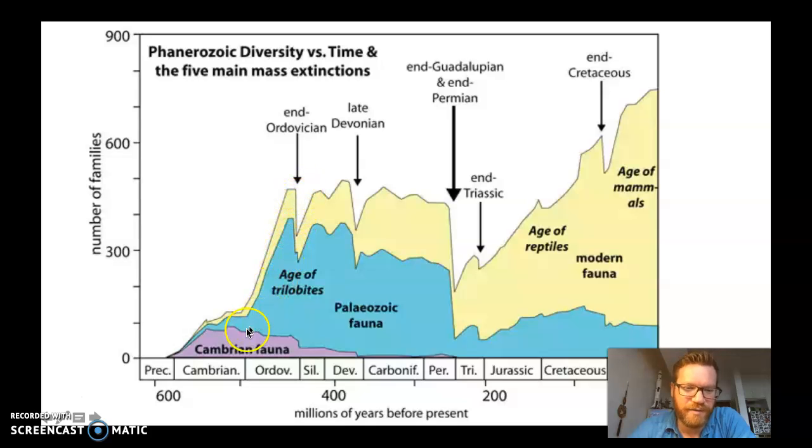And then as the graph goes along, as time goes up, it's like a big explosion. Then we get loads of species. And then we have these drops. Okay? And we have 1, 2, 3, 4, 5 main drops. These are mass extinction events.